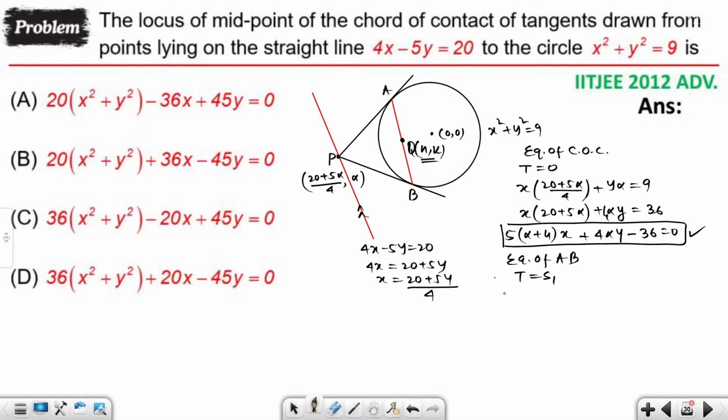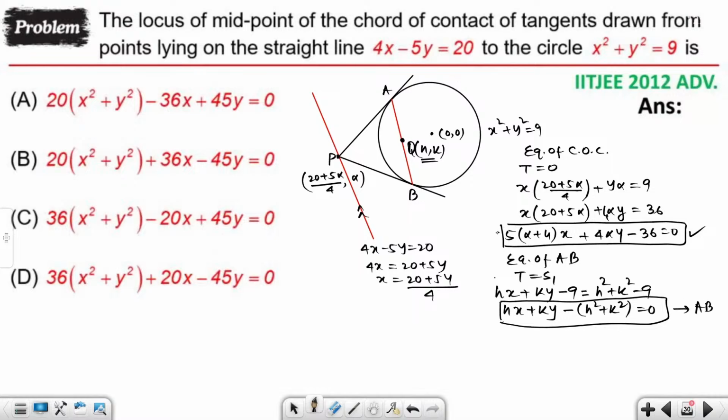T means xx1 plus yy1, that is your ky minus 9. This is your T. And what is S1? It's h square plus k square minus 9. Am I correct? So it's coming like hx plus ky minus h square plus k square equals to 0. That's it. This is again the equation of AB. This is the equation of AB. This is also the equation of AB.